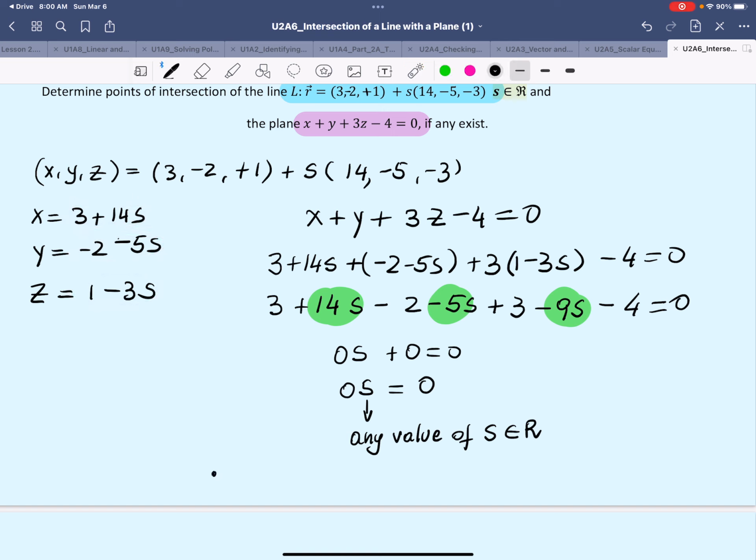So therefore, we're going to say that the line L lies on the plane pi because there is an infinite number of possible intersection points.